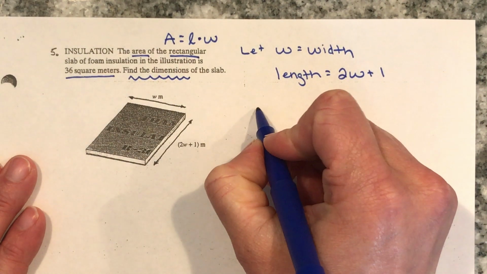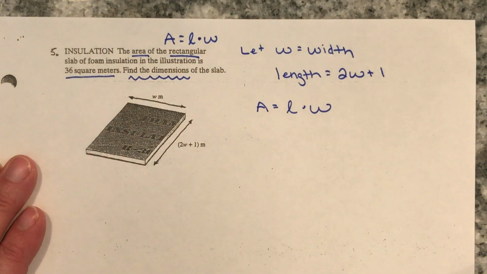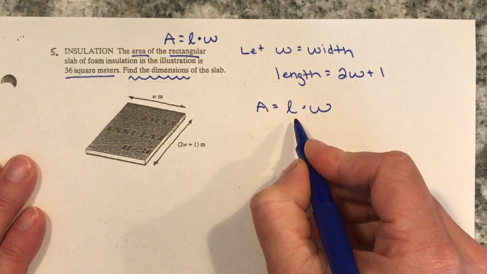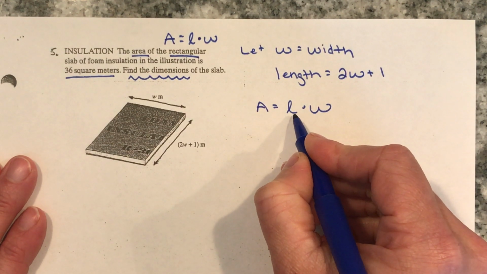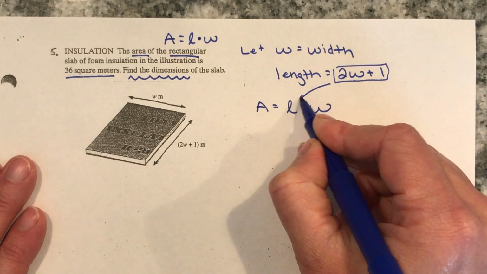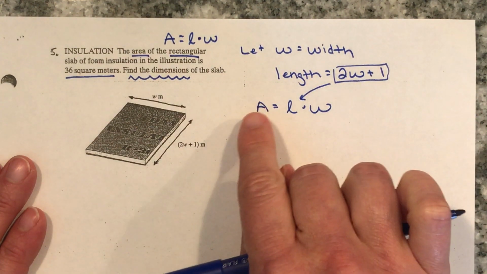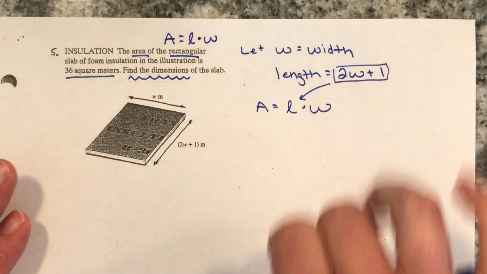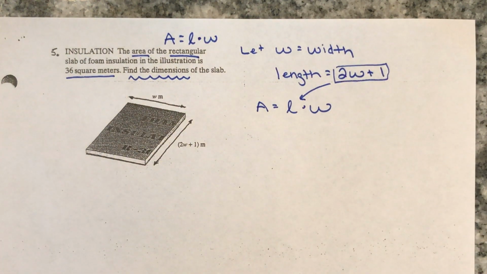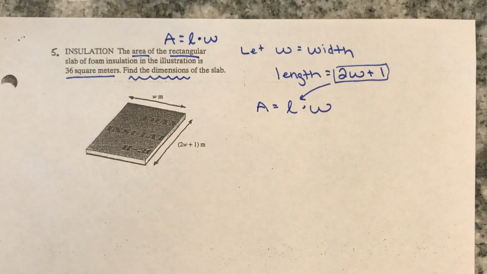And you know you are working with area equals length times width. So you know an expression to plug in for length, and width is just W. And they've also given you a number for area. So I'm going to let you finish that one, but you have to plug in the area and the expression for length so that you can have your equation.